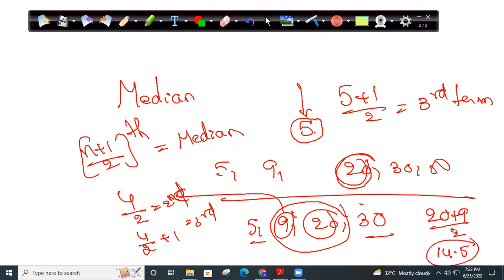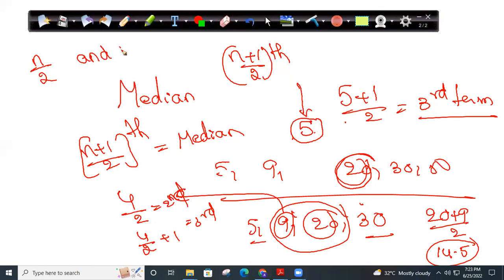So how to find median? If there are an odd number of terms, the (n plus 1) by 2th term will be your median. If there are 5 terms, (5 plus 1) by 2, which is the third term. If there are an even number of terms, n by 2 and (n by 2 plus 1)th terms, I'll find those 2 terms. Here 4 by 2, which is second, and 4 by 2 plus 1, which is third. I'll find the second term and third term, and I'll find the average of those 2 terms. Correct, right? That is going to give me the median for those 2 terms.